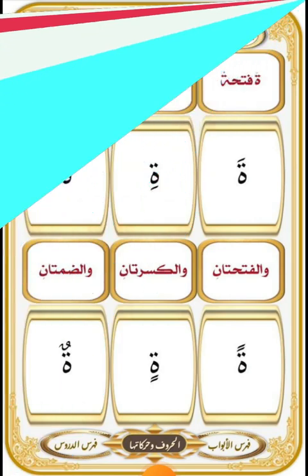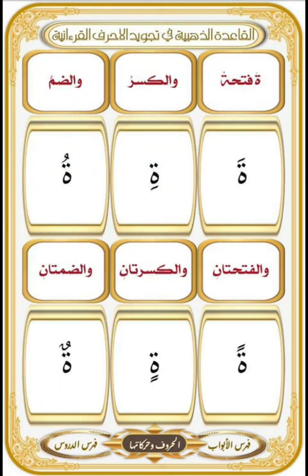تا فتحة تا، والكسر تي، والضم تو. Here we have the letter ta, which is called ha التأنيث, the ha female. It is added at the end of a female name, and when we have to stop with this word, we stop with ha with sukun. That's why it is called ha التأنيث.